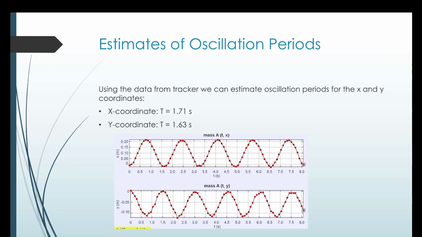So, estimates of oscillation periods. Using the data from Tracker, we can estimate oscillation periods for the x and y coordinates. We needed to do this to find the spring force constant, and in my experiment, I used the oscillation period from the x coordinate, which was T equals 1.71 seconds. But it's not too different from the oscillation period for the y coordinate, which is T equals 1.63 seconds. So in the end, I don't think there would have been too great of a difference if we used either the oscillation period from the x coordinate or the y coordinate.